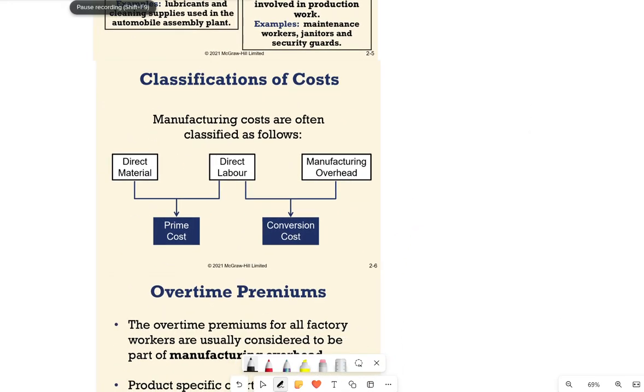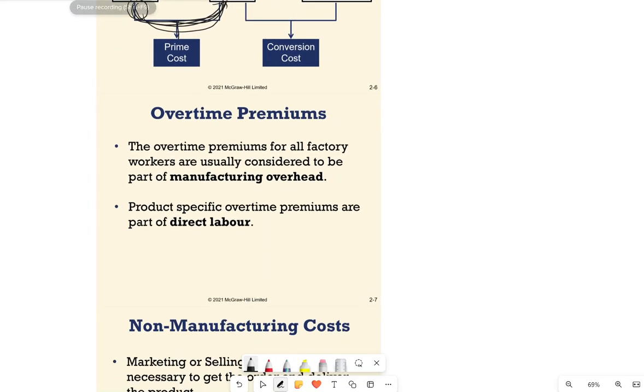Just going further with the classification of cost. Now we learned we have a direct material, we have a direct labor, and we have a manufacturing overhead. These two costs are called prime cost. It will be a multiple choice question. The material is the first thing, then we put labor on it, and then we manufacture the product. So direct labor and direct material is a prime cost. Direct labor and manufacturing overhead come under the conversion cost.